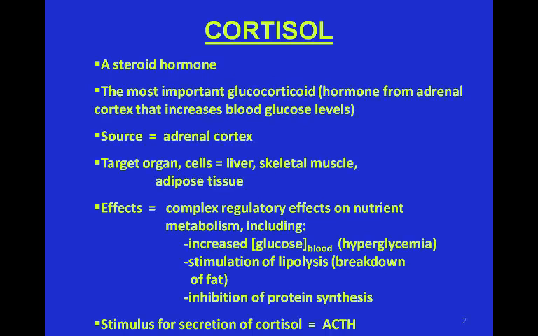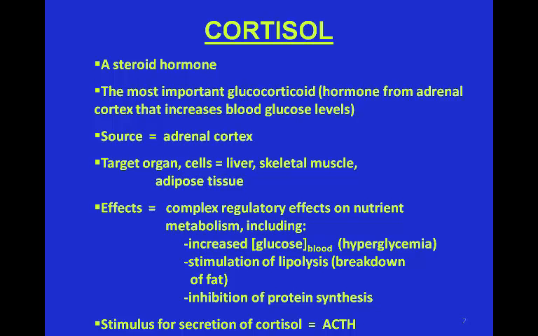Now we're going to talk about cortisol. Cortisol is another steroid hormone from the adrenal cortex. It is the most important glucocorticoid that is in the body. A glucocorticoid is a hormone coming from the adrenal cortex that increases the concentration of blood glucose. So the source of cortisol is the adrenal cortex.